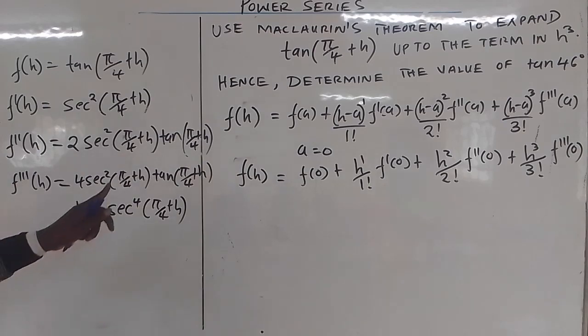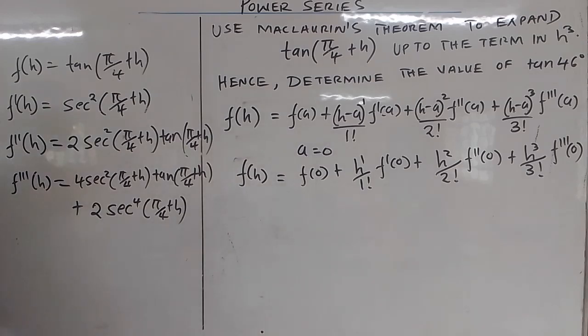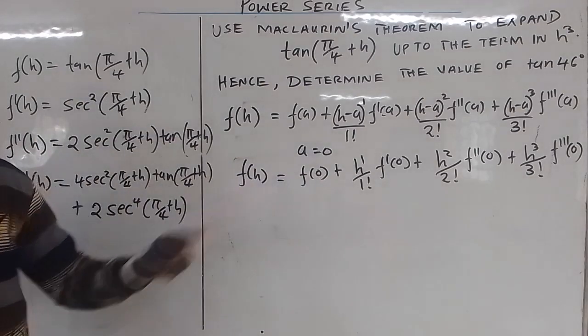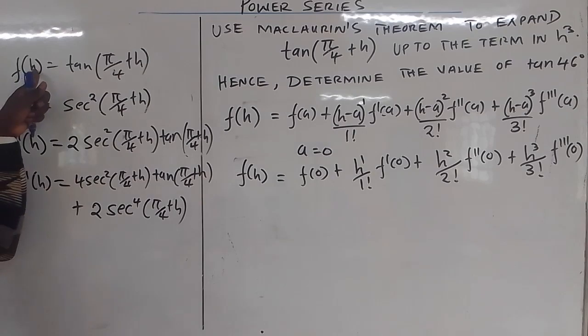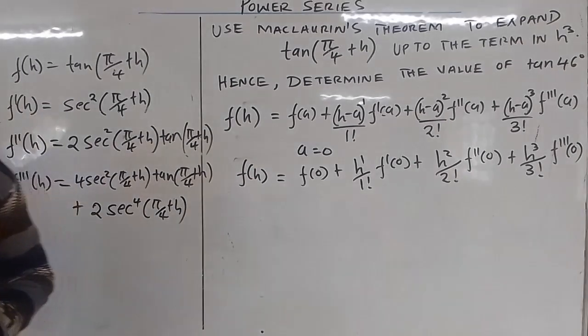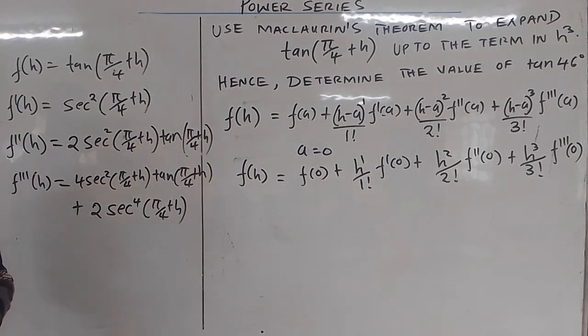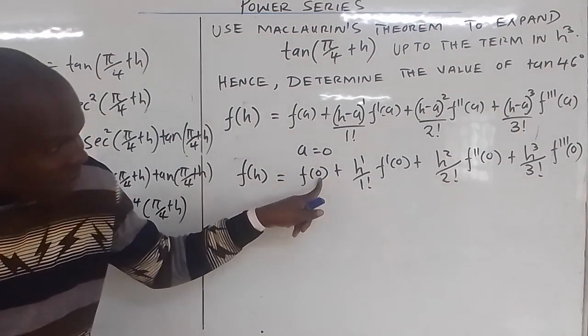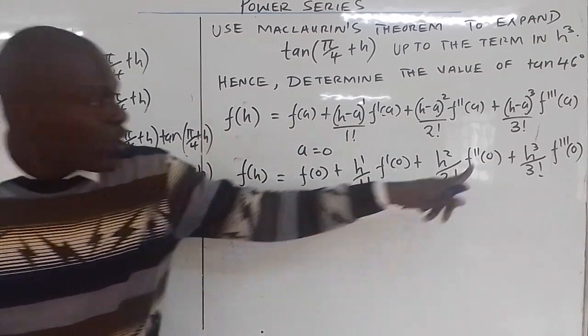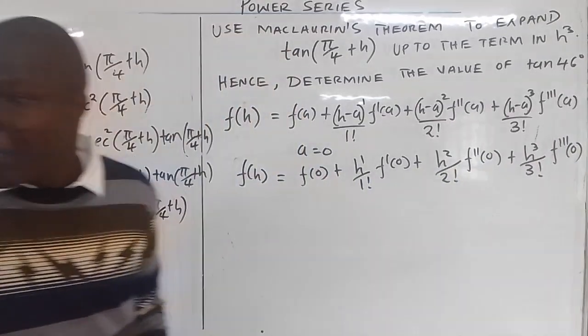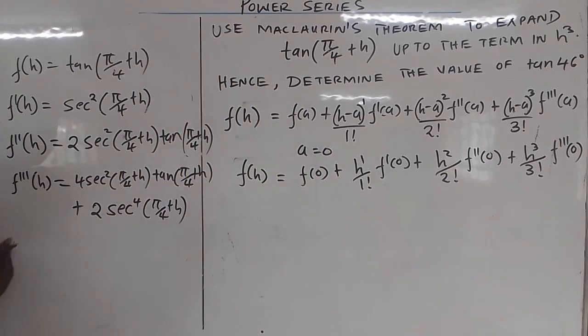Very good. So, let us start substituting. What is the value of f of 0? Where there is h, you put 0, because when you put 0 where there is h, you are going to get f of 0. Are you getting the argument? You are looking for f of 0, f prime of 0, f double prime of 0, f triple prime of 0, isn't it? So for you to get f of 0, where there is this h, you put 0. What do you remain with there?